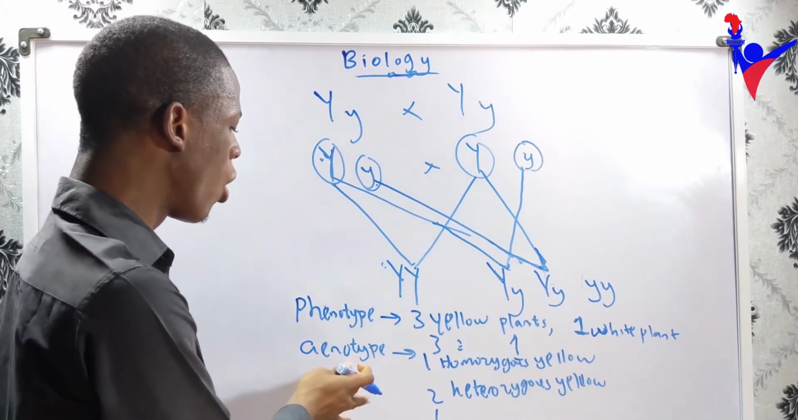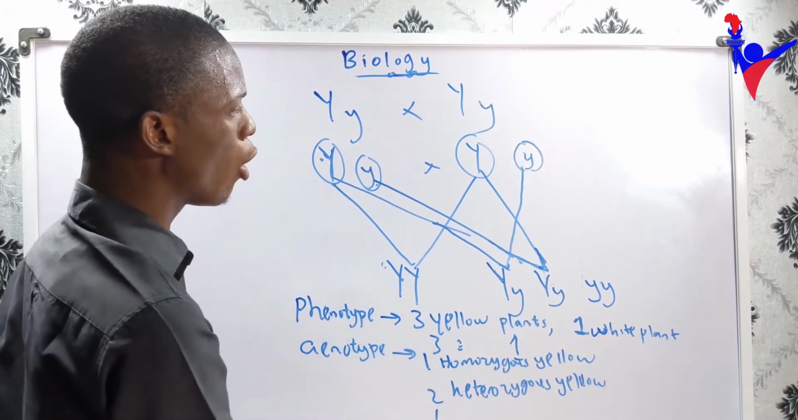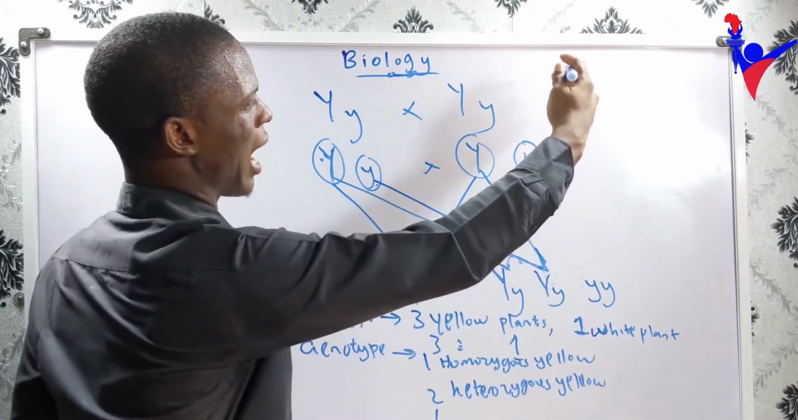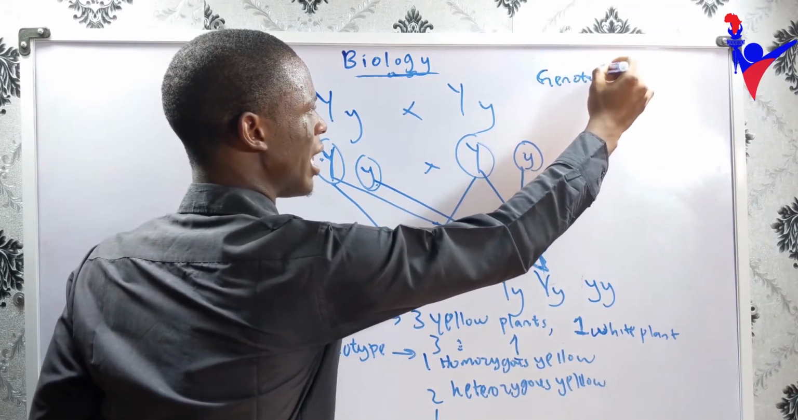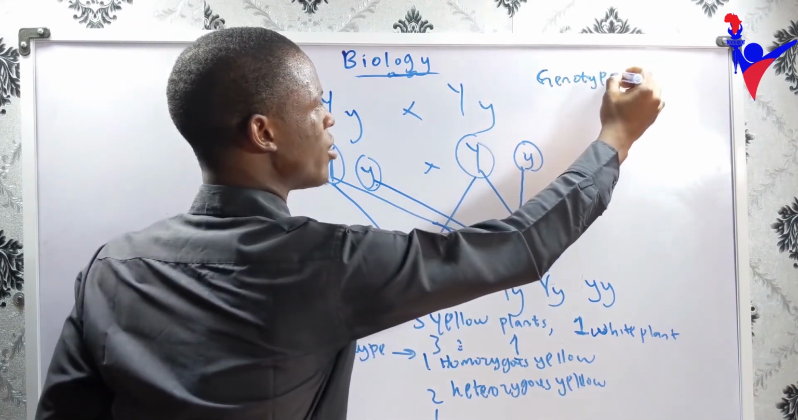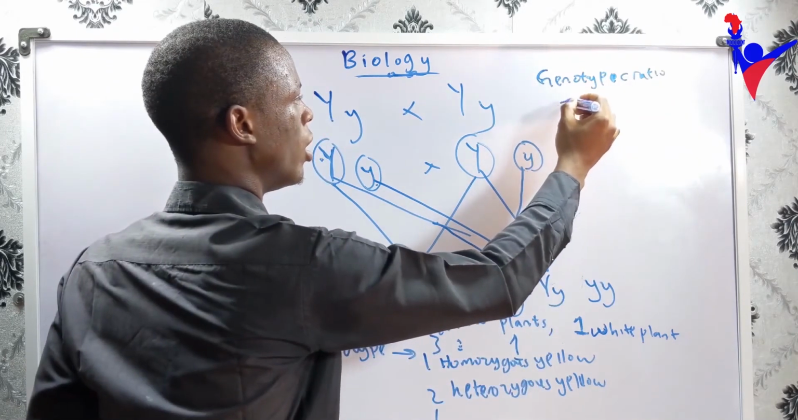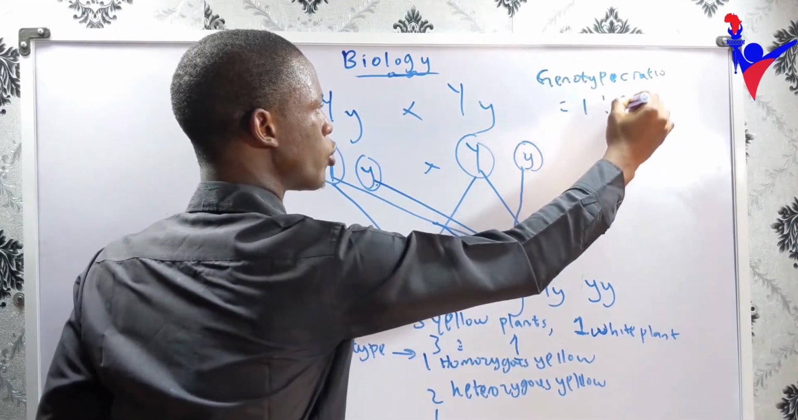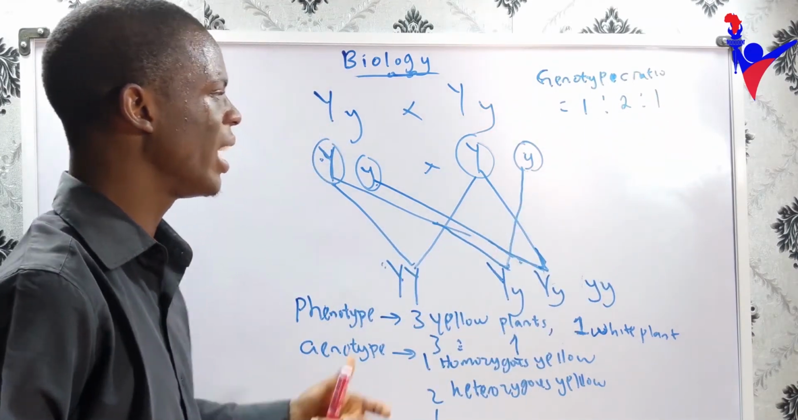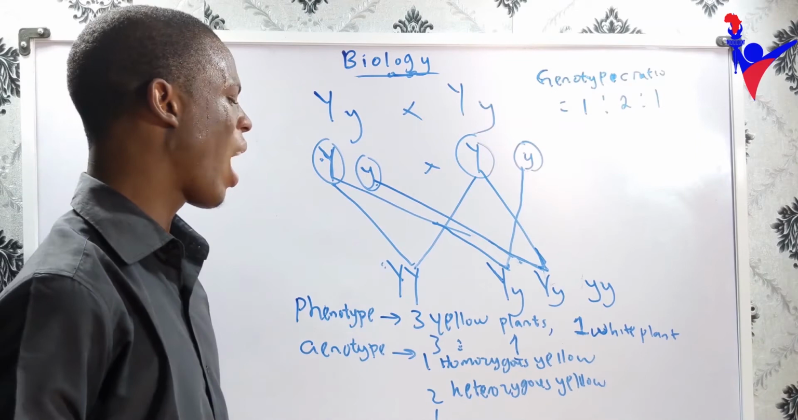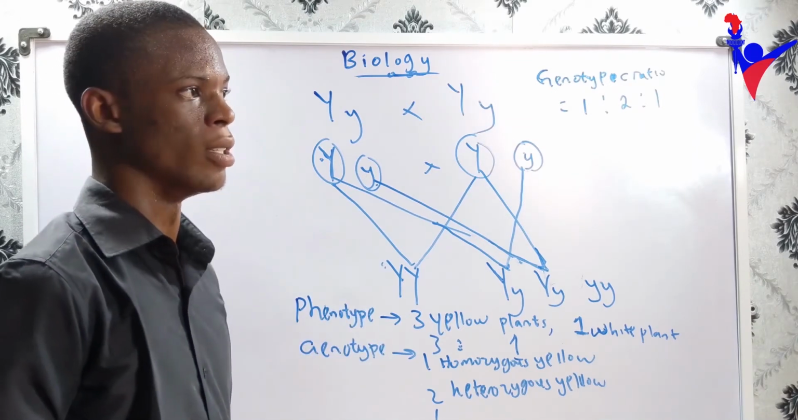So we can say that the genotype, or the genotypic ratio for this, is in the ratio of what? We can just look at the top, the genotype. I want you to see it clearly. So the genotypic ratio, rather, we have 1:2:1. So with this, you have a good score, or you have a good grade solving the genetic question.